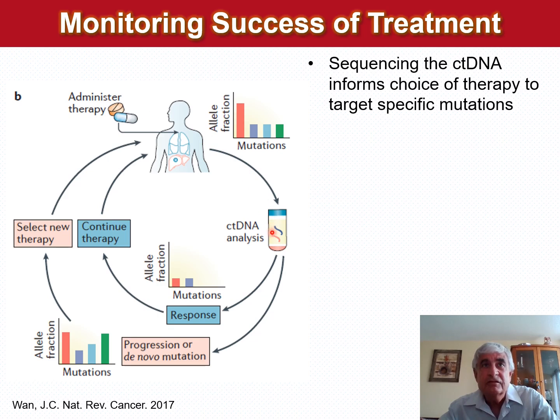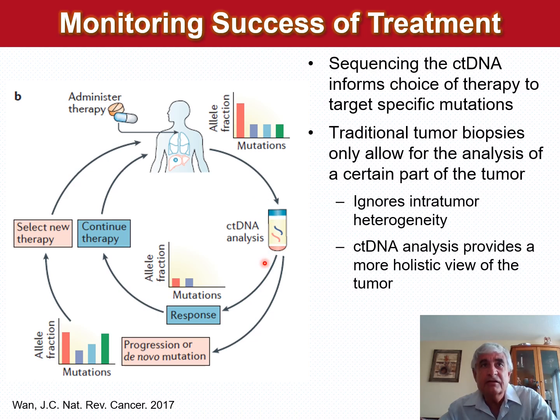In this case, the circulating tumor DNA analysis shows that the mutations have been reduced and the intensity has been reduced, thus indicating that the therapy is working and should continue. On the other hand, for this patient, you can see that there is progression because the intensity and number of mutations is increased, thus alerting the clinicians to select a new therapy. A very important application of circulating tumor DNA.